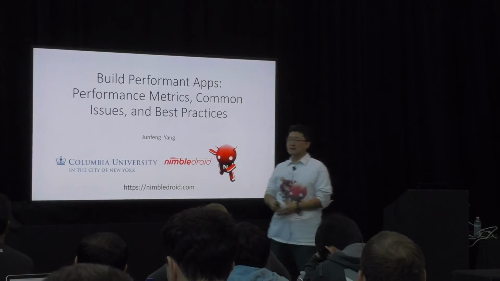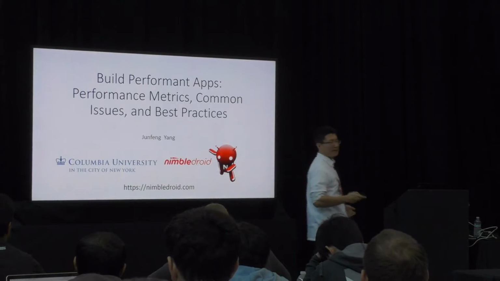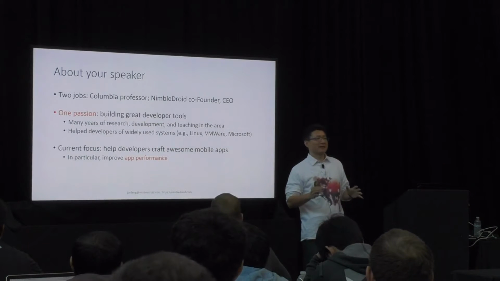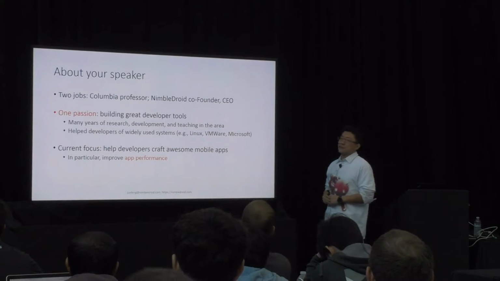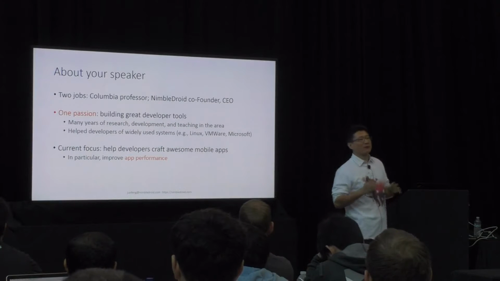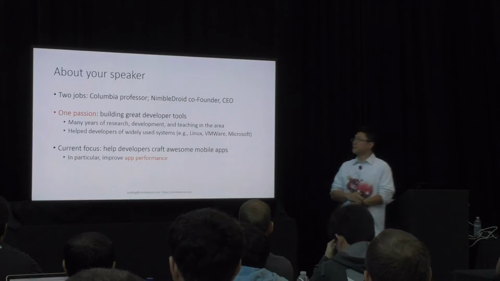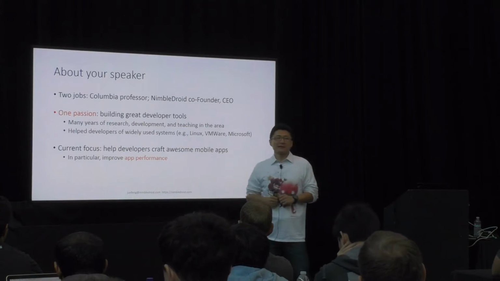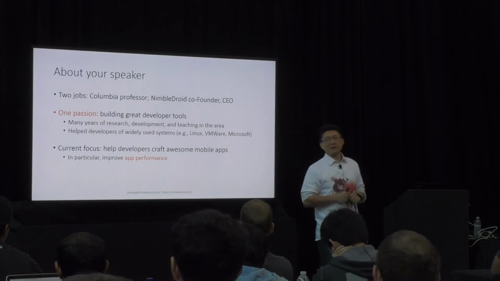My name is Junfeng Yang. From these two logos, you can probably tell that I actually have two jobs. I'm a professor at Columbia University, specializing in software system research. We're also doing a startup called Nimble Droid, a Columbia spin-off that aims to automate software engineering as much as possible. So regardless of which job I'm at, I have this one unified passion, helping developers build excellent software.